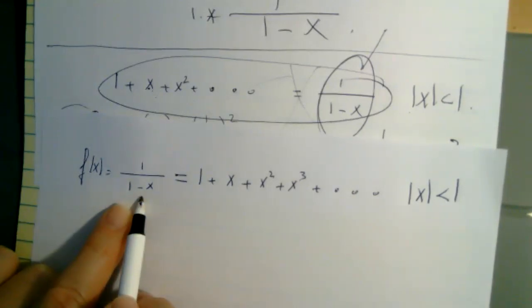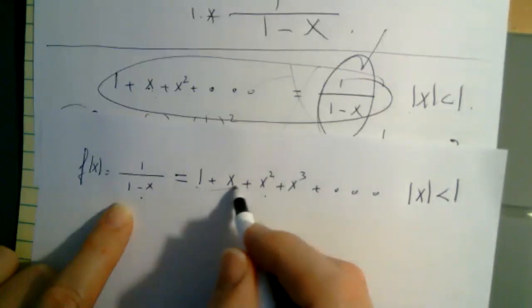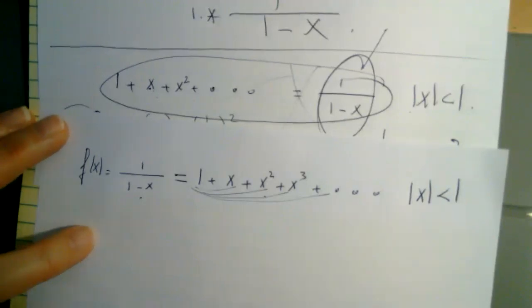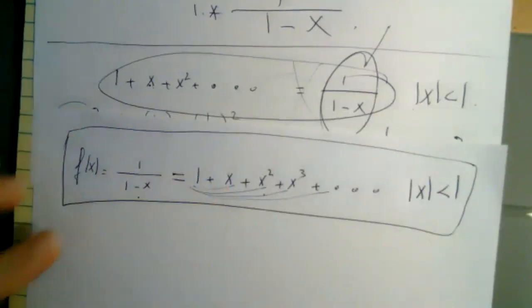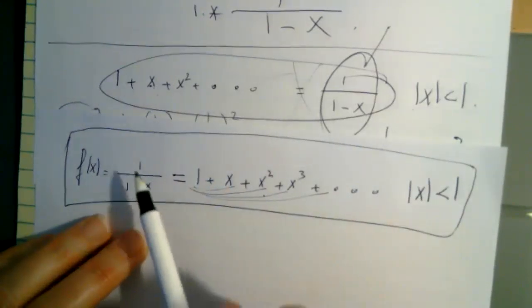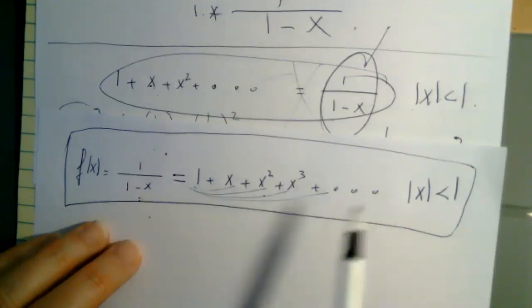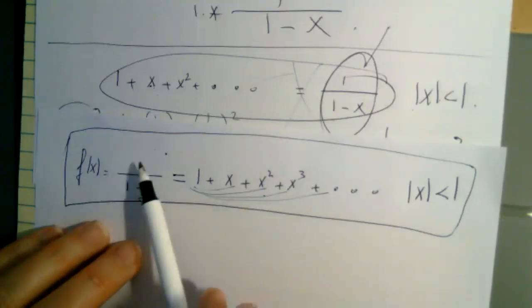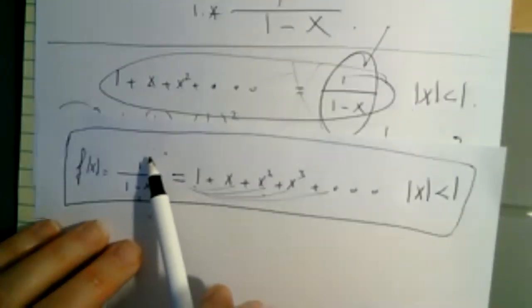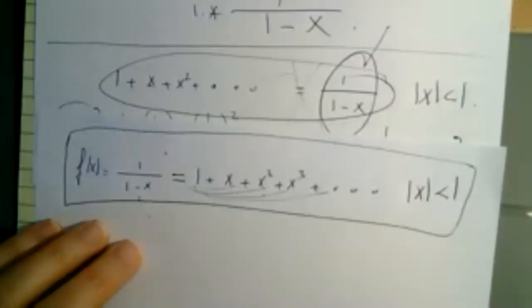if I plug it into the expression of the function, and if I plug it in here, the partial sums here will get close to 1 over 1 minus x. We call this the power series representation of 1 over 1 minus x, of this function. Sorry, I repeat, we call this equation the power series representation of the function 1 over 1 minus x.